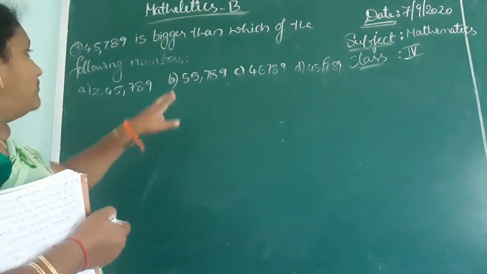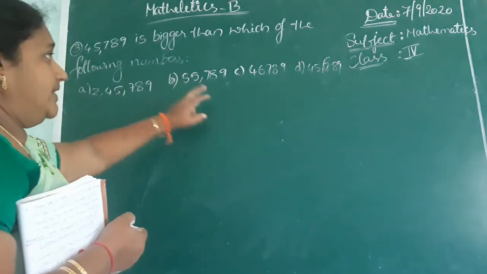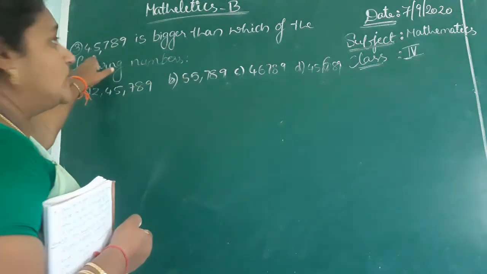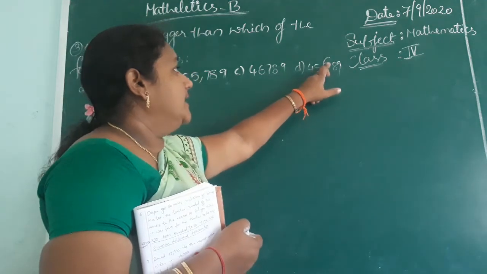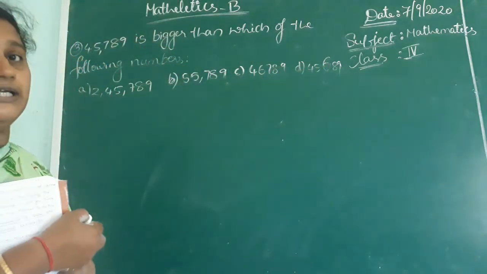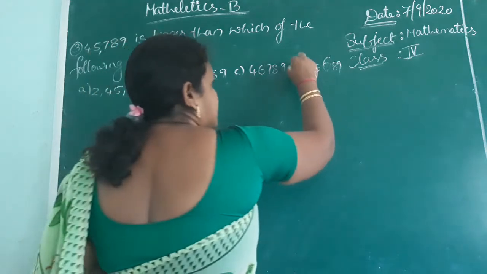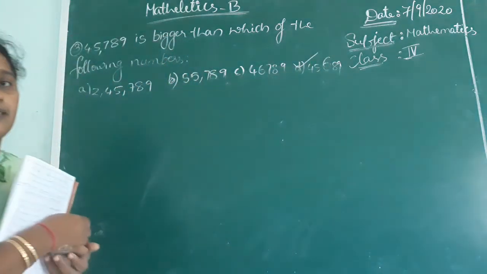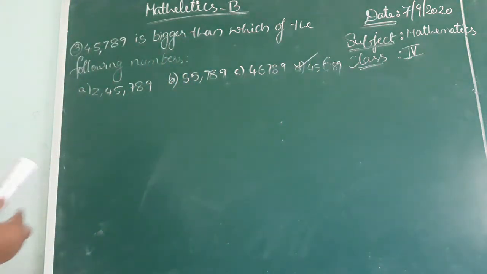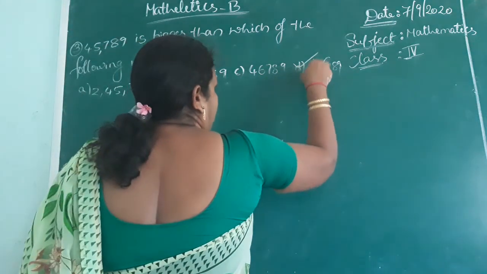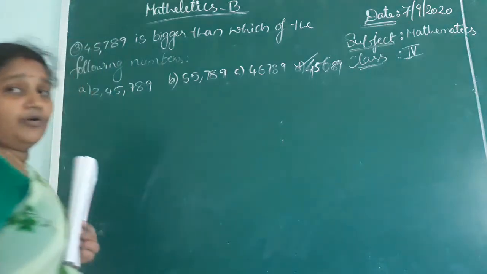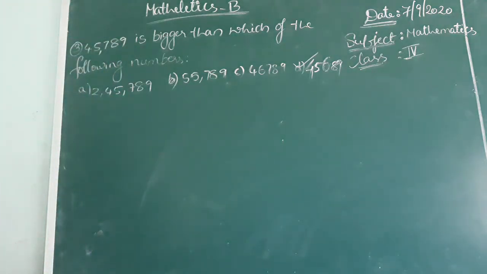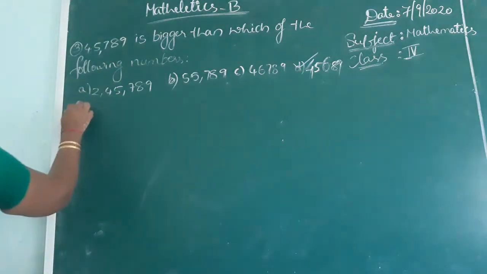Next, 55 is more than 45. Next, 46 is also more than 45,000. Next, 45,689. Here the question has 789. So this one is the lesser number. What is that number, children? 45,689. See the fourth one, ma'am.